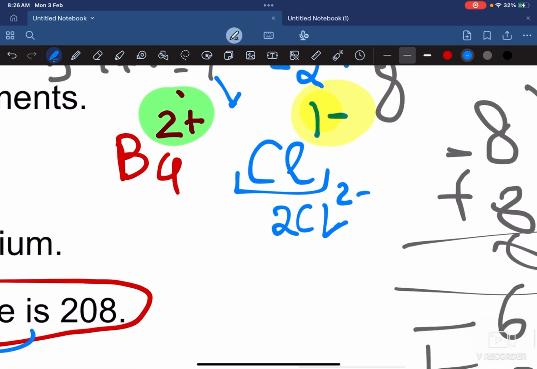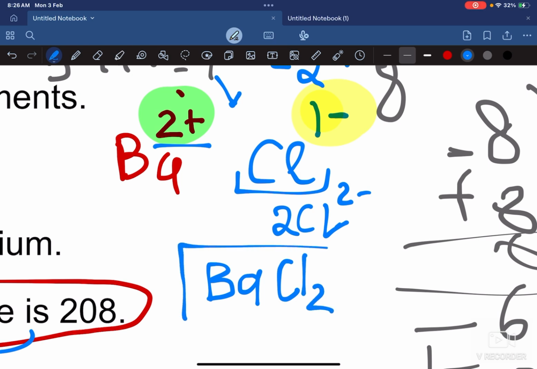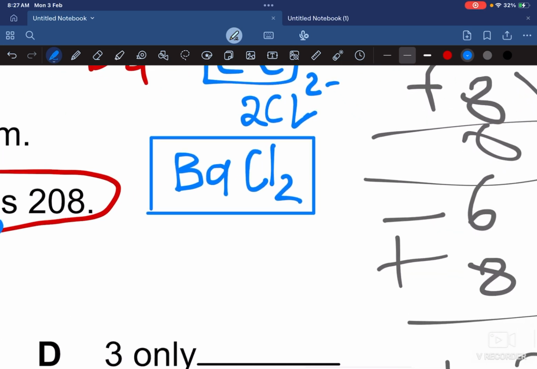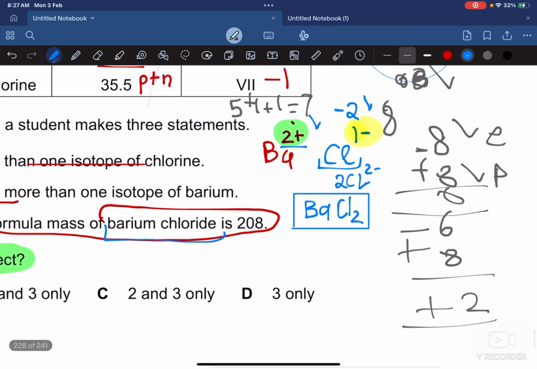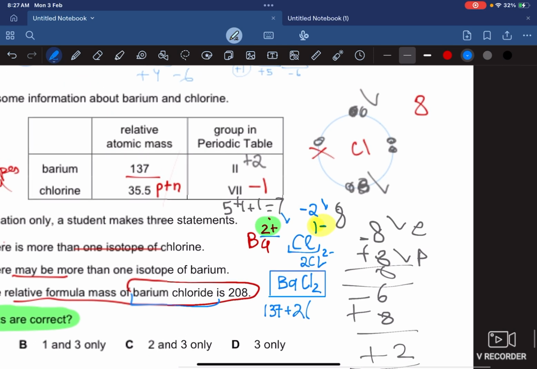Okay? So what you've done is you've taken 2 chlorines to balance out this positive 2 over here, because in a neutral compound, you got to balance all the charges. So you take 1 barium and you take 2 chlorines. So it's BaCl2, and that's important. And now let's calculate the mass of it. For barium, you got to check the atomic number you're given with the periodic table. It's 137. You take 1 times 137. You add 2 times the mass of chlorine. That's 35.5.